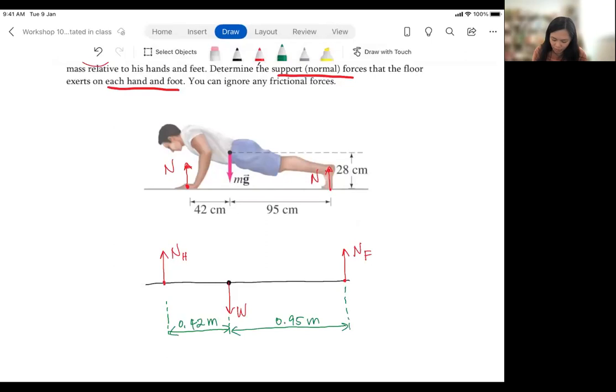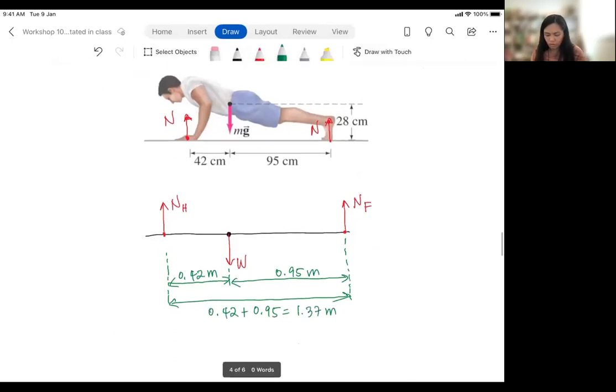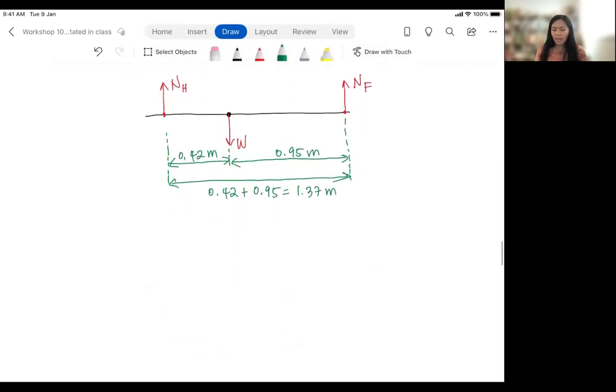Okay, from what's given, you can find the distance between the hands and the feet, 0.42 plus 0.95. That will be 1.37 meters for the distance between the hands and the feet. So you have this free body diagram here, and we're wanting to find both NH and NF. Okay, so we don't know these two. That's what we want to find.